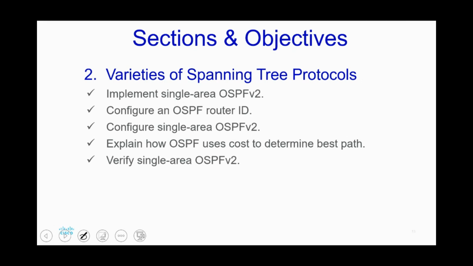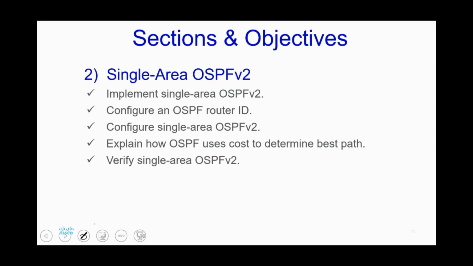Okay, the second section, I'm going to explain about single area OSPF version 2: configuring an OSPF router ID, configuring a single area OSPF version 2, explaining how OSPF uses the cost to determine the best path to reach the destination, and how we are going to verify a single area OSPF version 2.